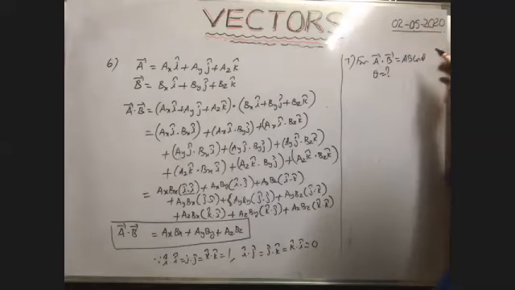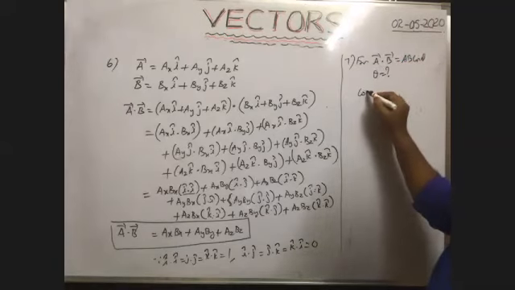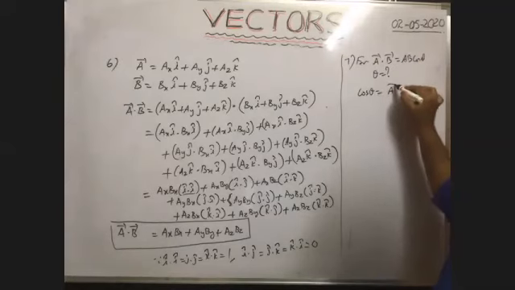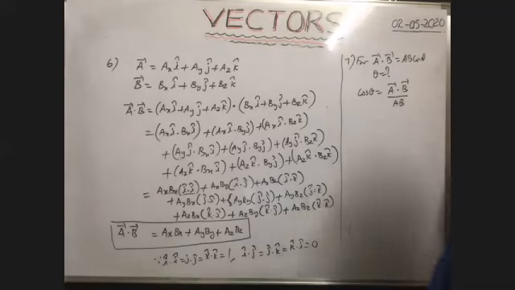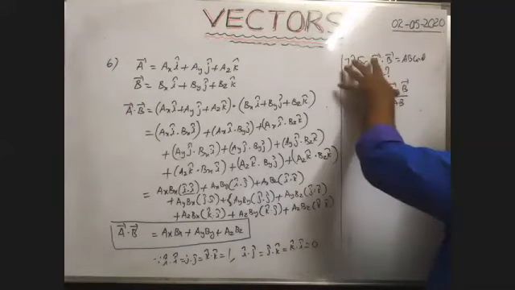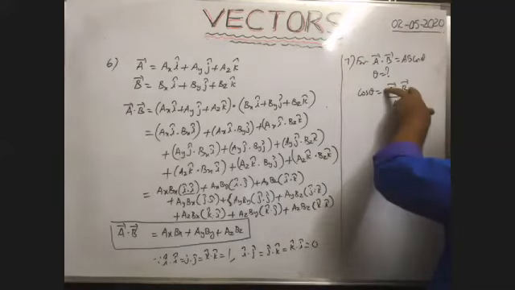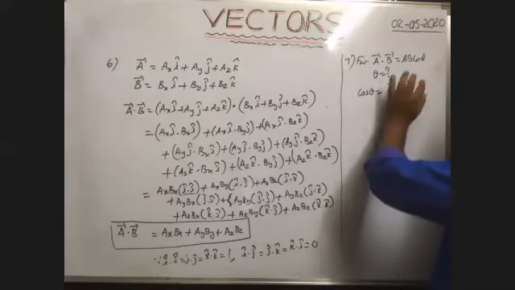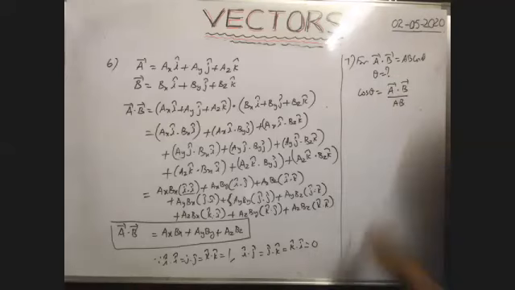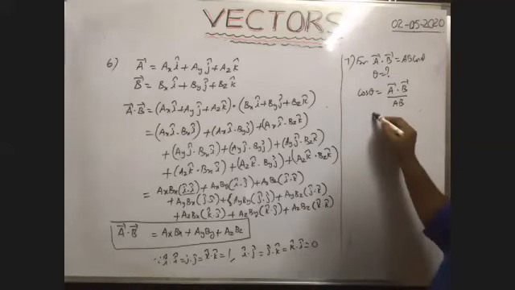How can we find the angle between them? From this formula, cos theta is equal to a bar dot b bar by ab. If we are given a bar and b bar in vector form, then we can find the dot product between them. We can also find the magnitude of a bar and the magnitude of b bar. If you substitute here, you will get cos theta, and from this theta can be calculated.